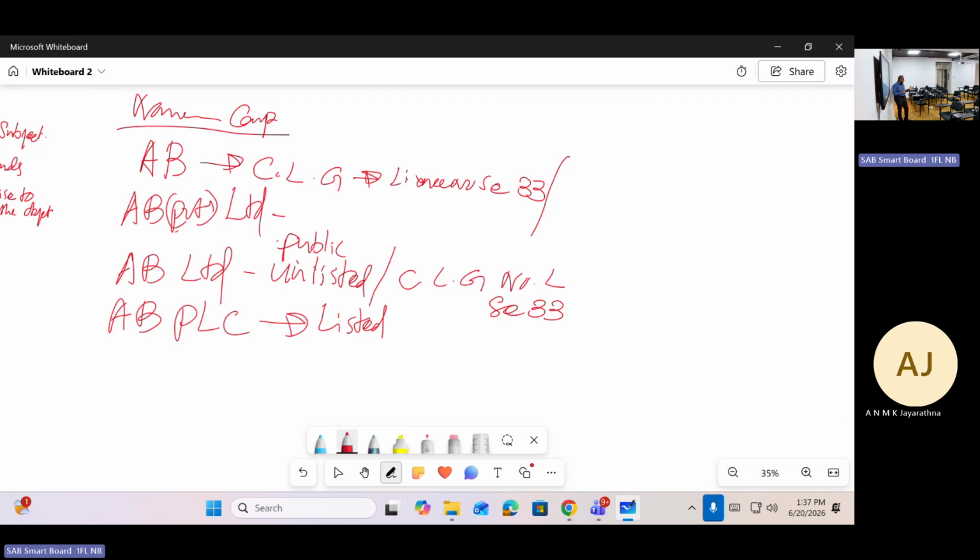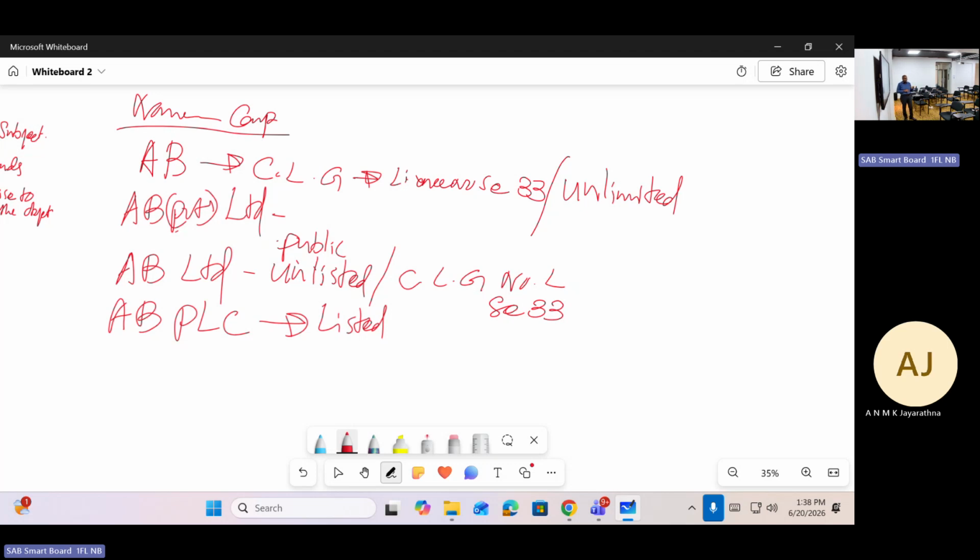But there is also the unlimited company. If it is an unlimited company, they can't actually mention limited, right? Because it is an unlimited company. There are three main types: limited, unlimited, and company limited by guarantee.